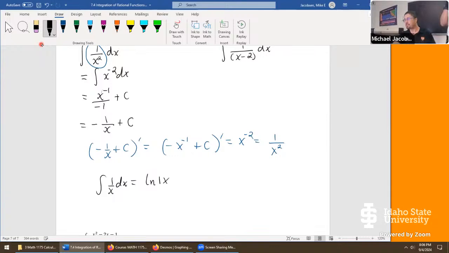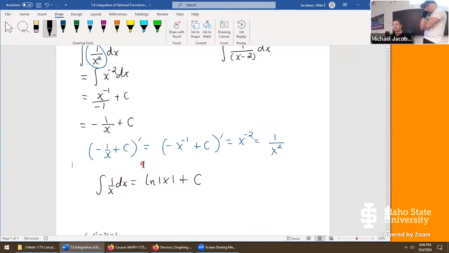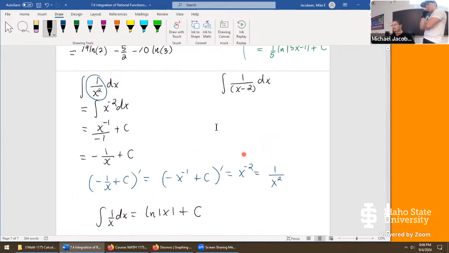this one is always the natural logarithm of the absolute value of x plus a constant. Essentially, there's nothing we can come up with right here that looks like that, a power of x, that results in the 1 over x after we differentiate. So that's the trouble with this one.